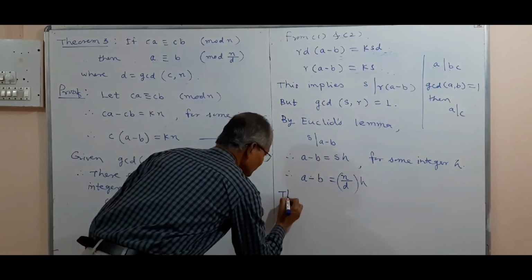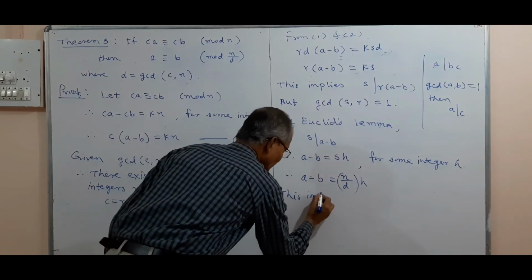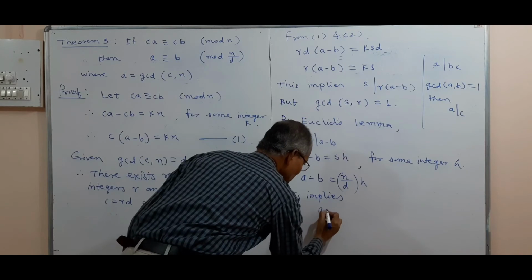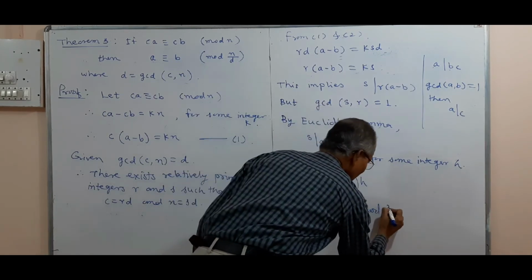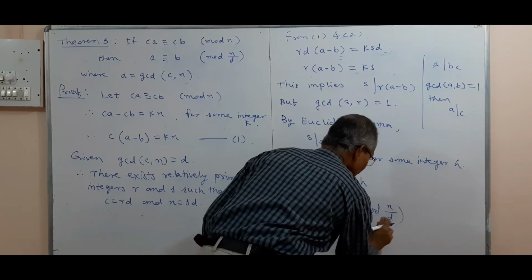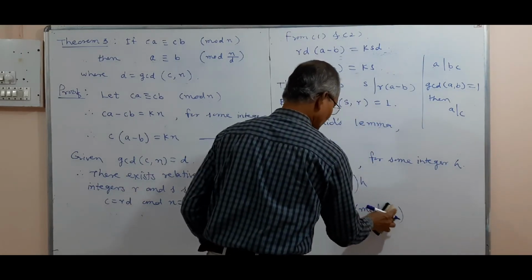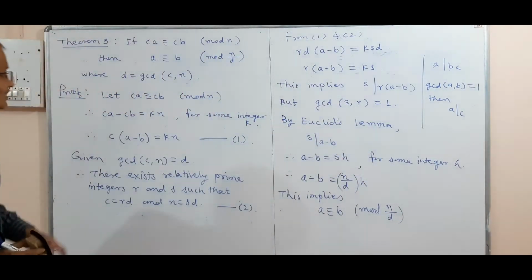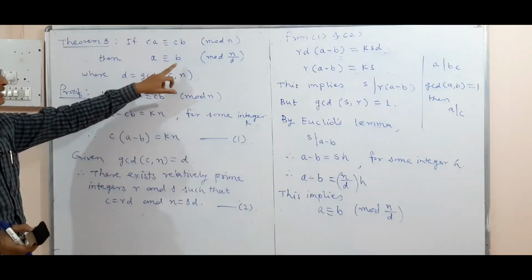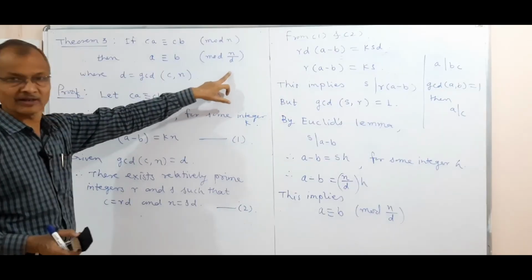And this implies A is congruent to B modulo N divided by D. And this is what we wanted to prove: A is congruent to B under modulo N divided by D.